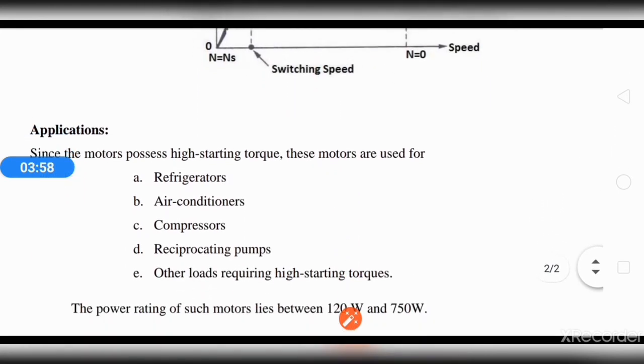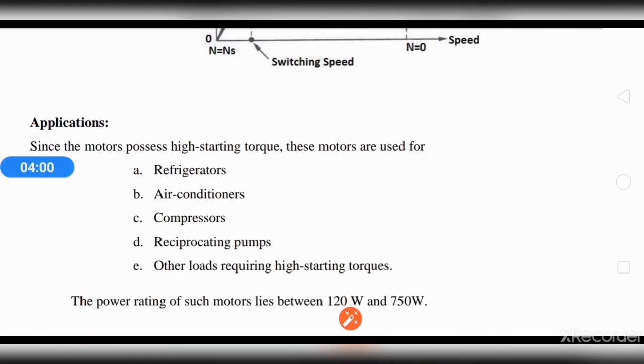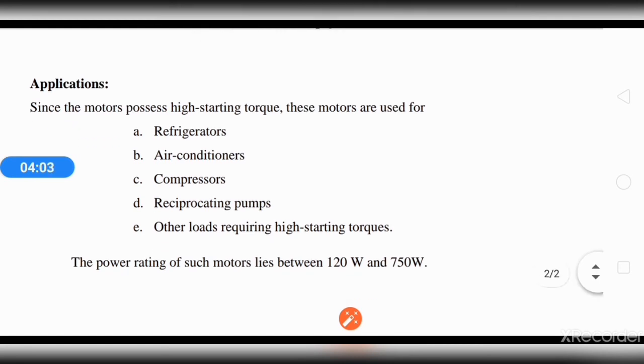This motor is used where the power rating lies between 120 watts and 740 watts, mainly in refrigerators, air conditioners, compressors, reciprocating pumps and other loads which require high starting torque. The main difference between the resistor split phase induction motor and the capacitor start induction motor is the phase angle, and due to this the starting torque is also high compared to the split phase induction motor.